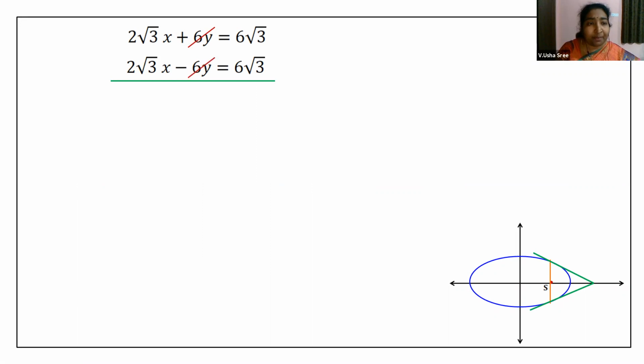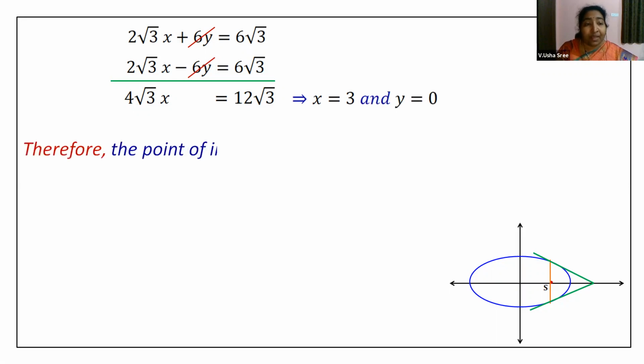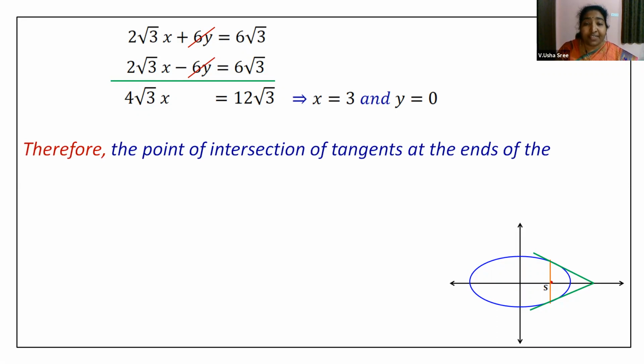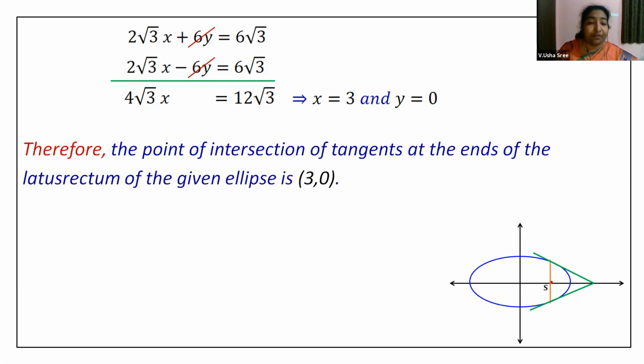You know how to solve. So, plus 6y and minus 6y get cancelled. Then you will have 4 root 3x is equal to 12 root 3. On either side, you can cancel root 3, and 4 and 12 also can be cancelled, and x should be equal to 3. When x is 3, if you substitute in one of the equations, you will get y equal to 0. Therefore, the point of intersection of tangents at the ends of the latus rectum of the given ellipse is (3, 0). (3, 0) is one of the options.